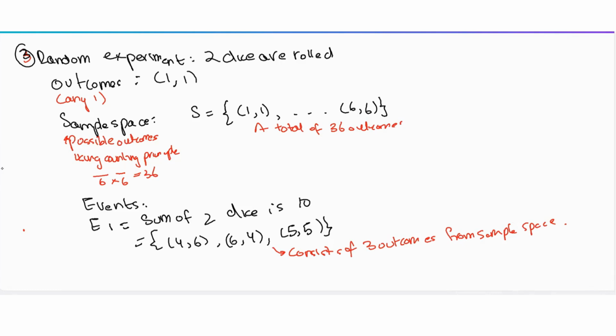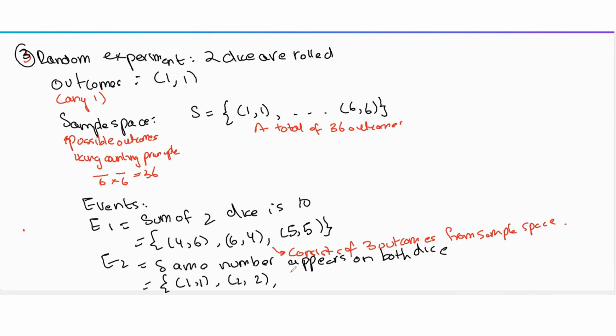Then we can have another event that we can define, E2. Same number appears on both dice. So this can have which outcomes? It can have 1 and 1, both have 2, both have 3, both have 4, both have 5, and both have 6. So there are 6 possible outcomes from the sample space.